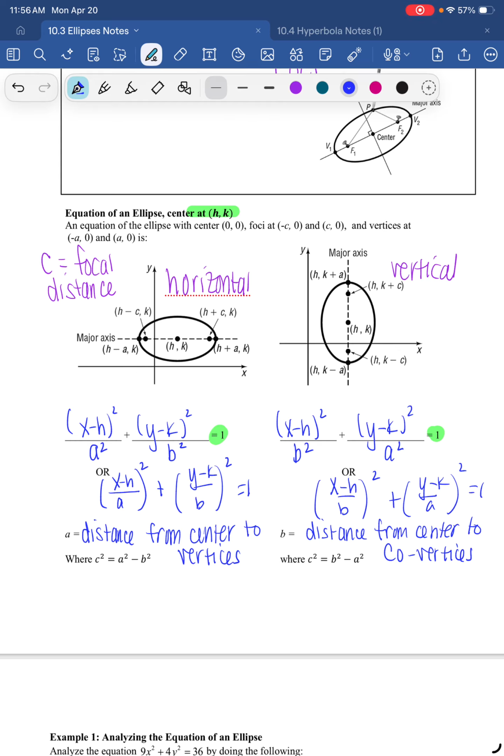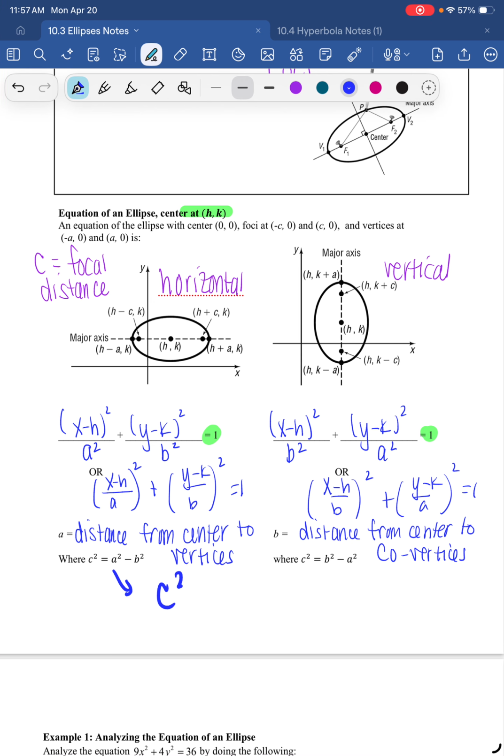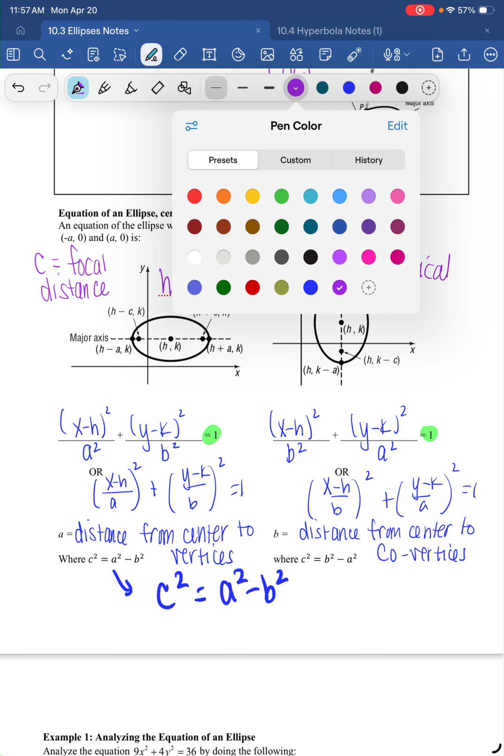And how are you going to find this focal distance? Okay, so I have it highlighted here. The focal distance is c squared equals a squared minus b squared. So it's kind of like the Pythagorean theorem, but it's subtraction instead of addition. And we'll throw it all together in an example, and it will make a lot more sense in a minute here.